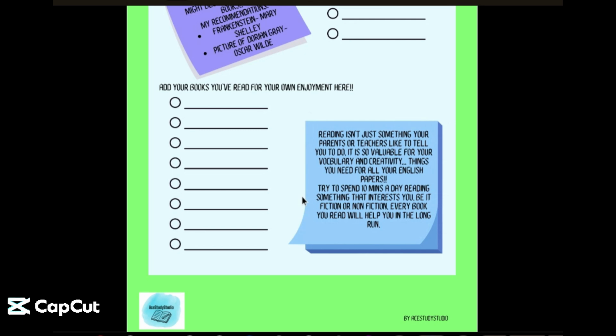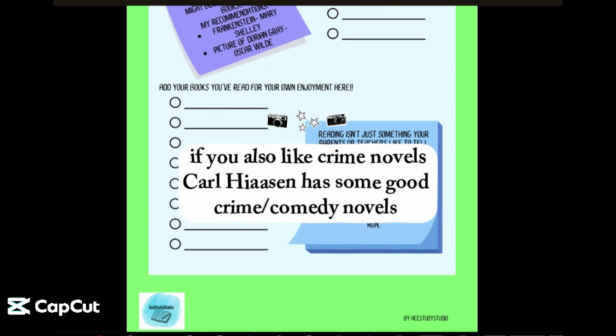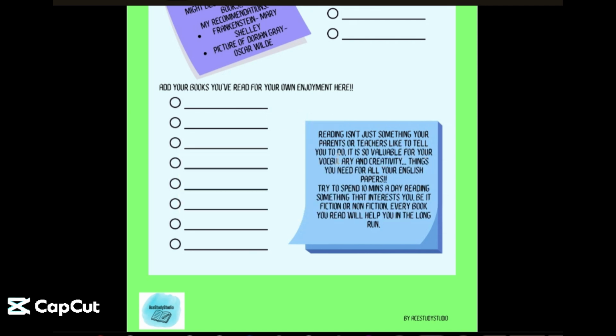It's also important, if you know what kind of genre you like, so I like crime novels, try and find some other crime novels, and that will help you really get into it. But it is so valuable for your vocab and creativity, things that you will need for all your English papers. Try to spend 10 minutes a day reading something that interests you. Every book that you read will help in the long run. Could be fiction or non-fiction, because non-fiction, remember, will help you for your paper too.